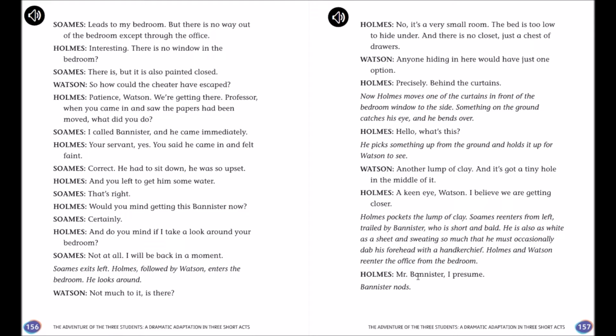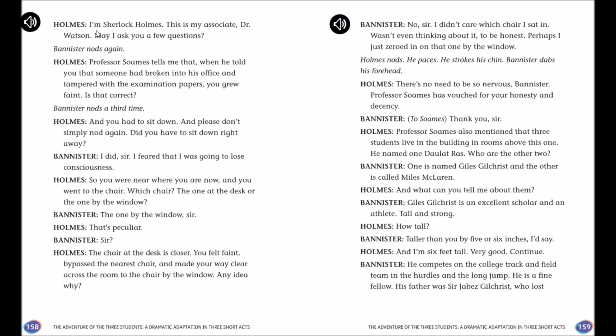Holmes. Mr. Bannister, I presume? Bannister nods. Holmes. I'm Sherlock Holmes. This is my associate, Dr. Watson. May I ask you a few questions? Bannister nods again. Holmes. Professor Soames tells me that, when he told you that someone had broken into his office and tampered with the examination papers, you grew faint. Is that correct? Bannister nods a third time.